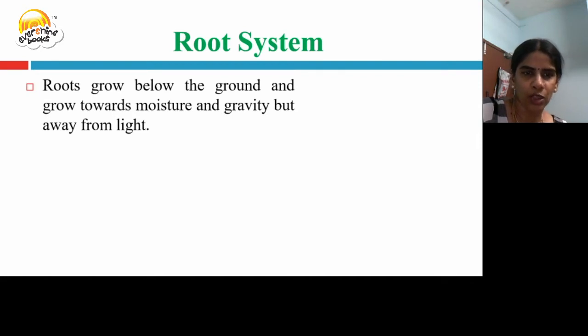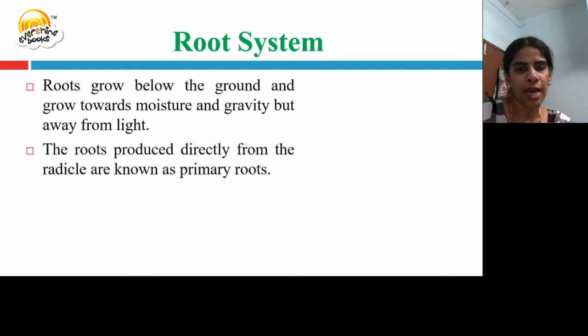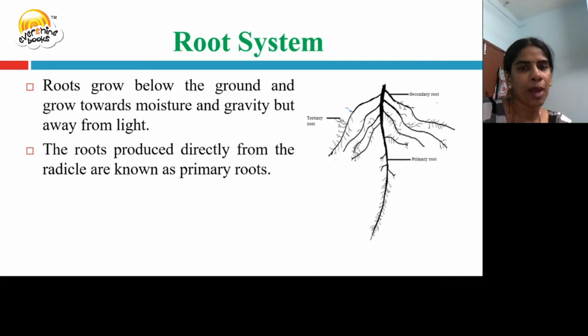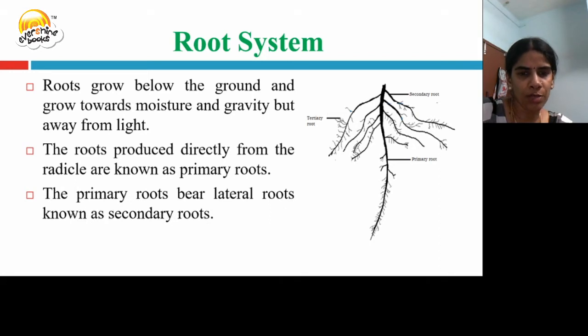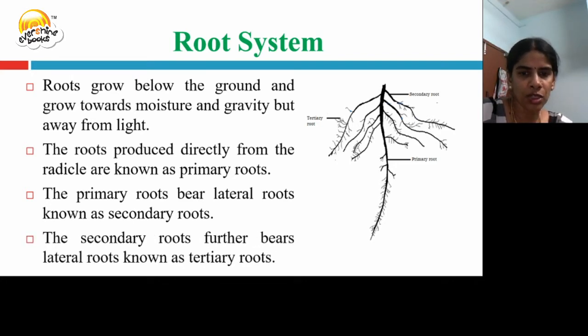Root, we know that it grows below the ground, towards the moisture and gravity but away from light. The roots produced directly from the radicle are known as primary roots. The primary roots bear many lateral roots known as secondary roots. The secondary roots further bear lateral roots known as tertiary roots. So, roots are classified as primary roots, secondary roots and tertiary roots.